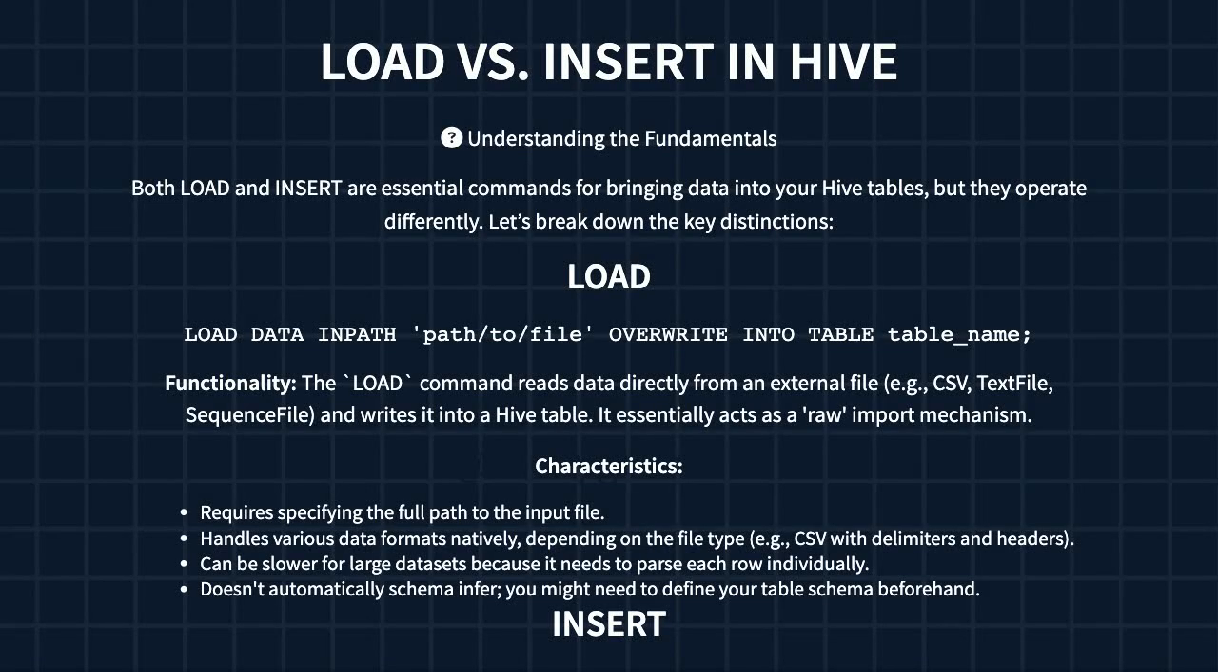Okay, let's talk about load and insert in Hive. They're both used to get data into your tables, but they do different things. Load essentially pulls data directly from a file like a CSV or text file and dumps it straight into the table. It's great for bringing in external data, but it can be slower for huge files because Hive has to read each row individually. On the other hand, insert takes data from an existing Hive table and copies it over to another table. It uses the schema of the source table, so it's generally much faster when you're moving data around within Hive itself. So, remember, load for outside files, insert for within Hive.